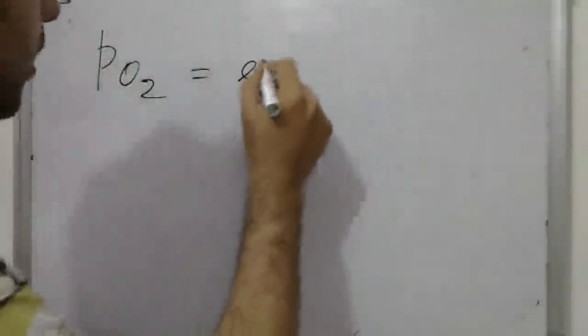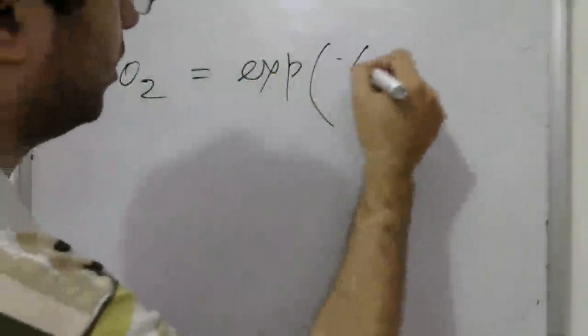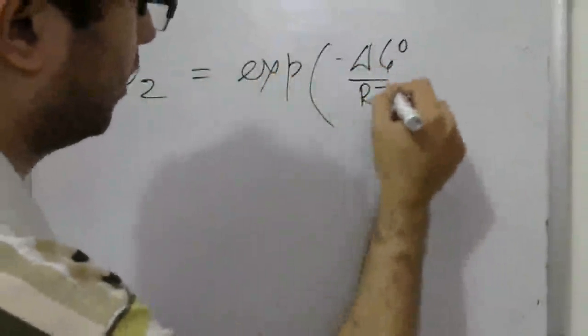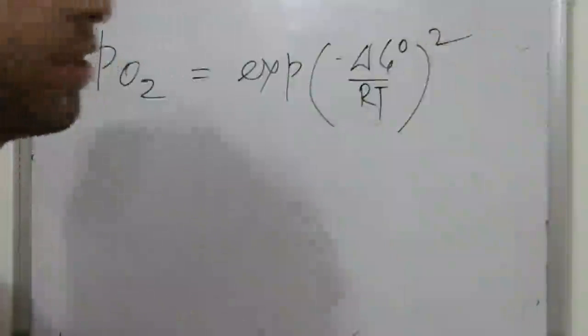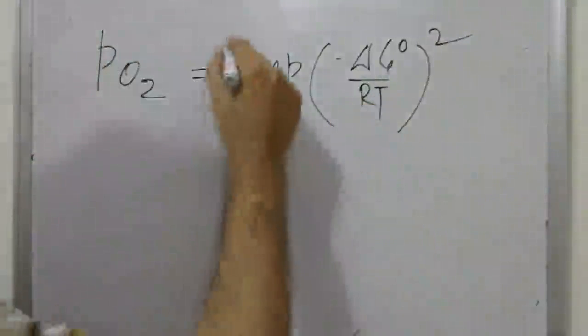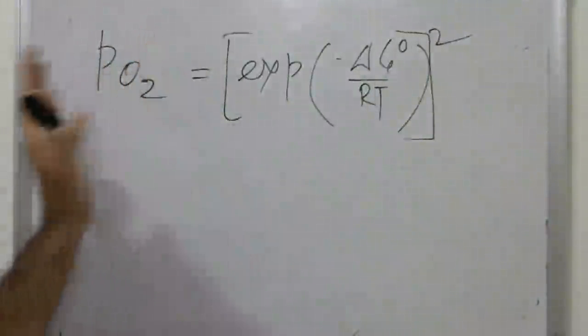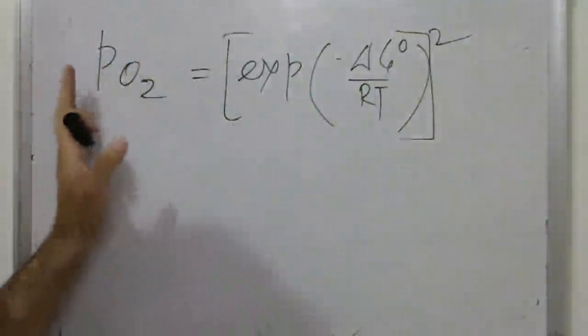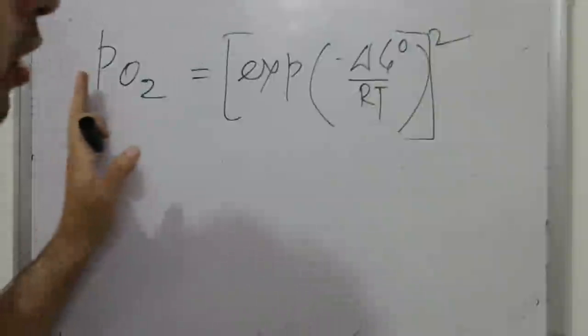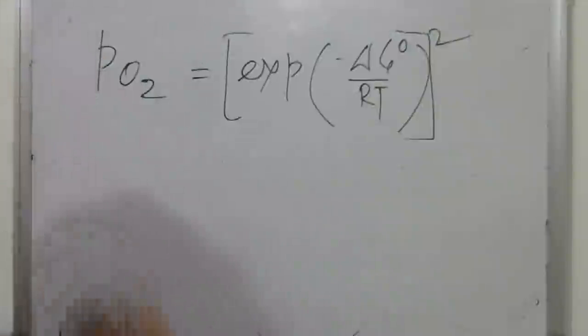Okay, so I'll just make some changes. In the last equation I've made a mistake. In the exponential of delta G by RT, it should have been a square instead of a square root. So PO2 to the half was there. So just make that correction in your previous slide in your notes. It will be a square because there is a square root.